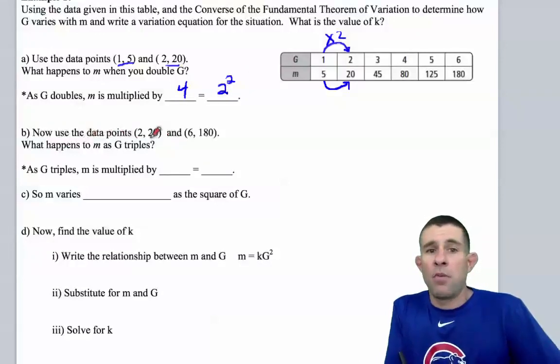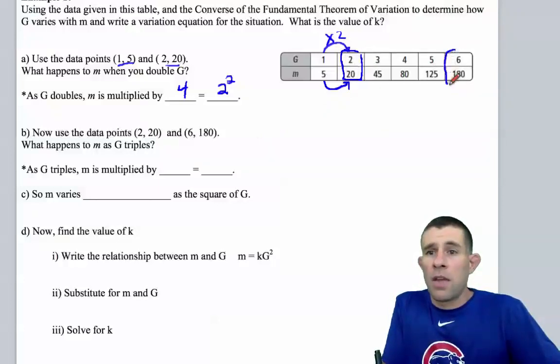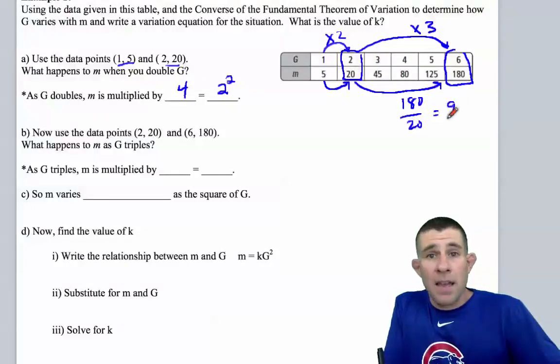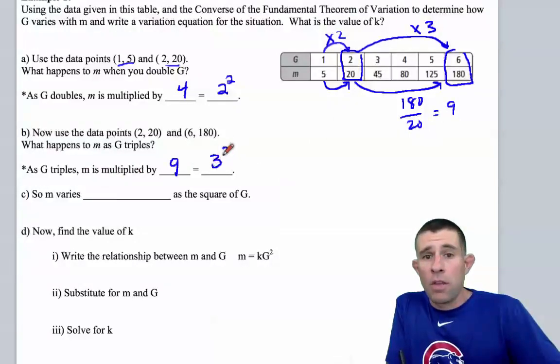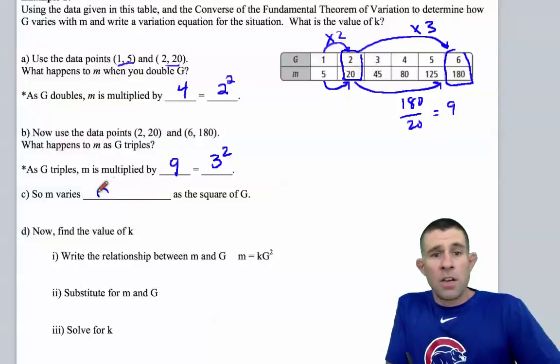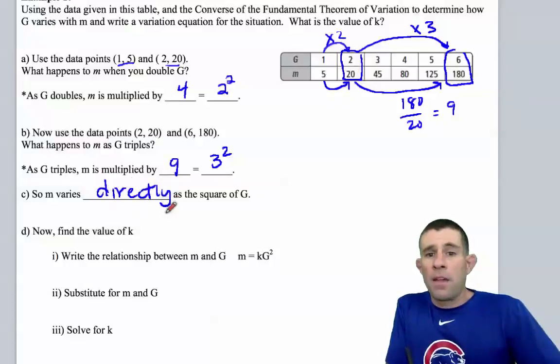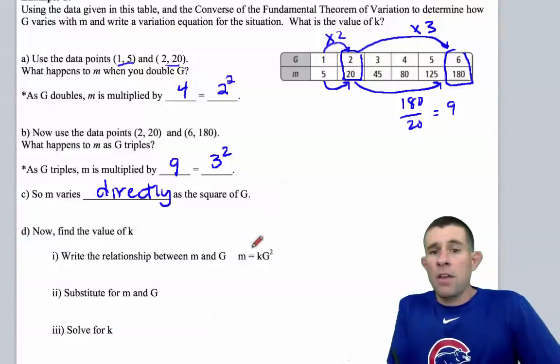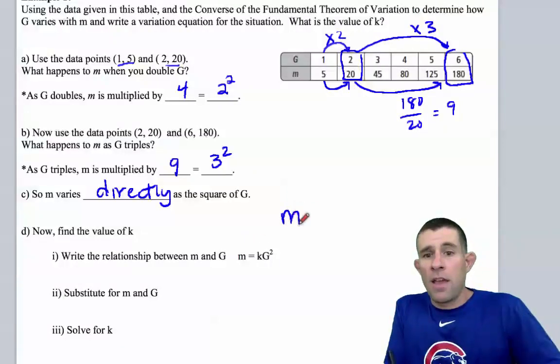All right, now let's check out the data points (2, 20) and (6, 180). G is being tripled, or in other words, multiplied by 3, and M is being multiplied by 180 over 20, which is 9. In other words, as G is tripled, M is multiplied by 9, or 3 squared. So take a look at the pattern that's forming here. We say that M varies directly as the square of G. So I can write my direct variation equation that states M varies directly as G squared.